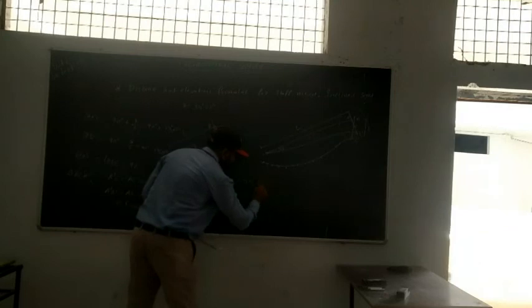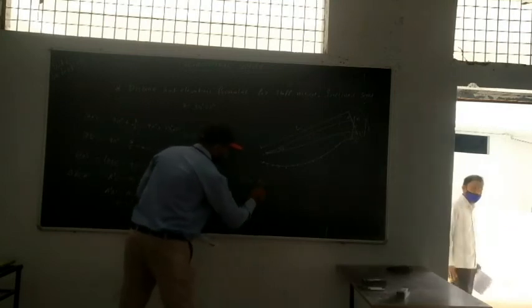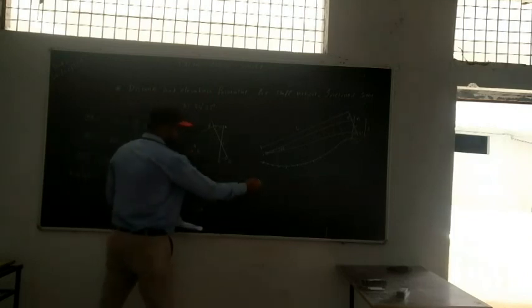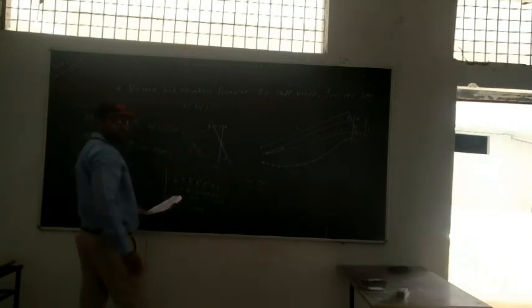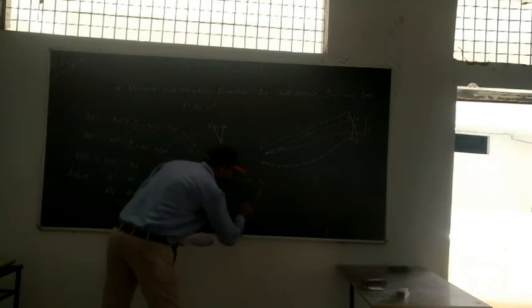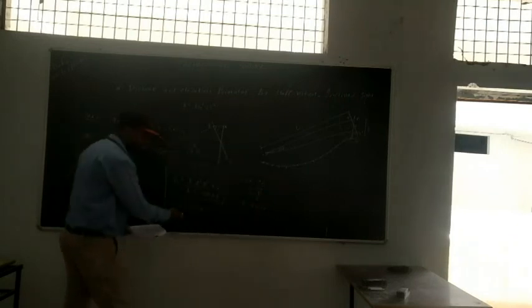Adjacent by hypotenuse, right? If you take this theta, what will be the adjacent value here? L or D? Yes, D, and hypotenuse will be L. So D is equal to L cos theta. So that is what I have written here.